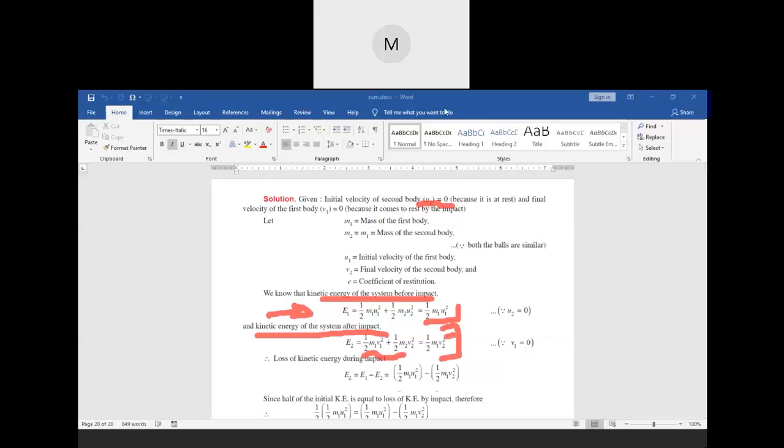The V2 will be not 0, sorry. The V2 will have some value, but V1 will be 0. Because the first one will come to rest, then the second one will have a certain amount of movement. So in this way, you can write now.